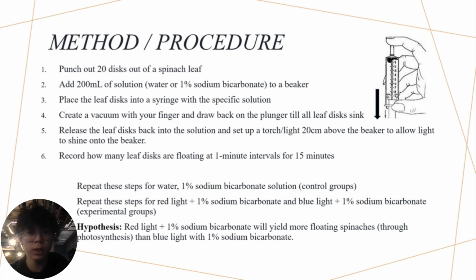Our group took these steps with water, 1% bicarbonate solution, red light with sodium bicarbonate, and blue light with sodium bicarbonate, both at 1%. All other factors besides the color of light remain the same in order to limit confounding variability. My hypothesis was that red light would yield more floating spinaches through photosynthesis than blue light in a 1% sodium bicarbonate solution.